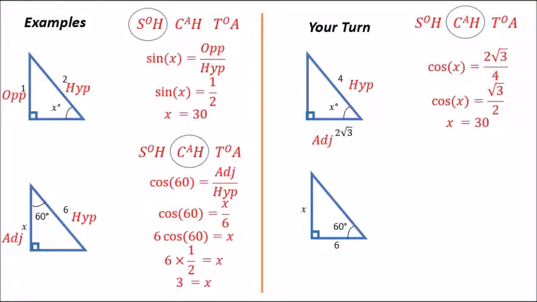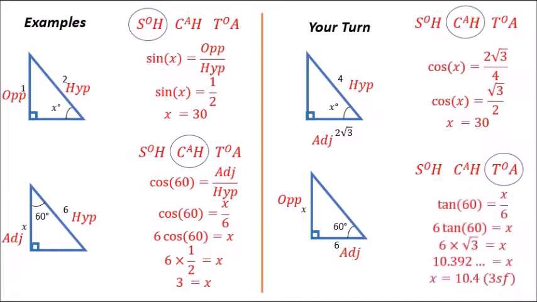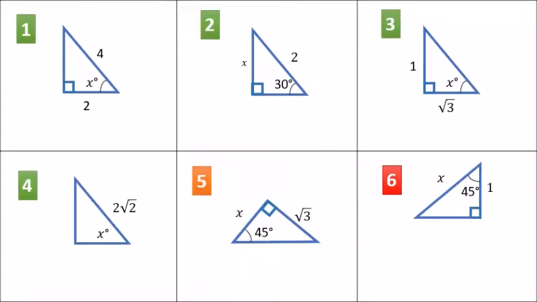Finding the missing side, using SOHCAHTOA again, we've got the adjacent and the opposite. Therefore, we're going to use tan. So tan of 60 is equal to x over 6. If I multiply by 6, 6 tan 60 is equal to x. Tan 60 is root 3. So 6 lots of root 3 is equal to x, which if you do on your calculator, gives us 10.4 to 3 significant figures.